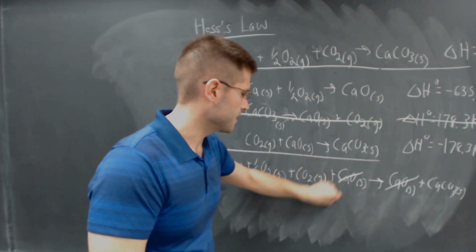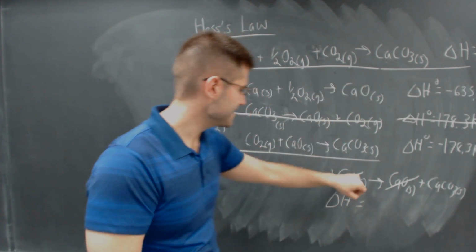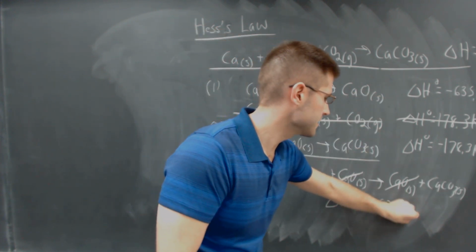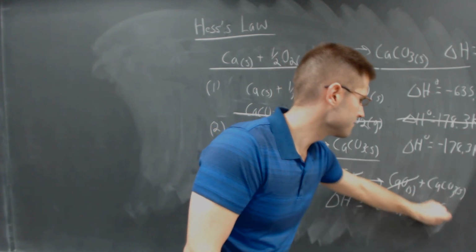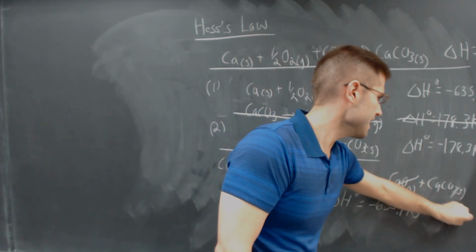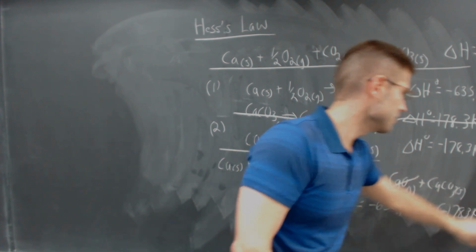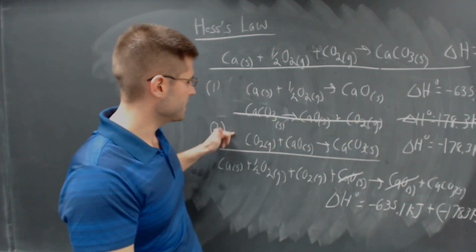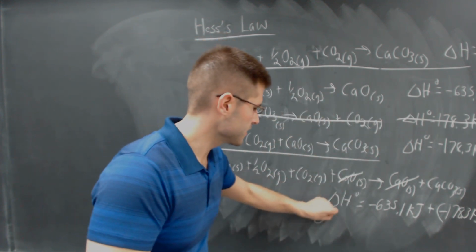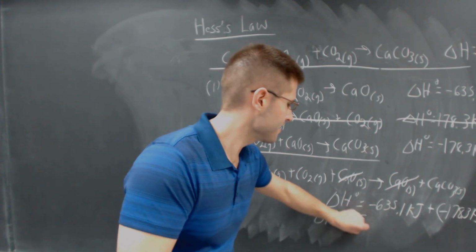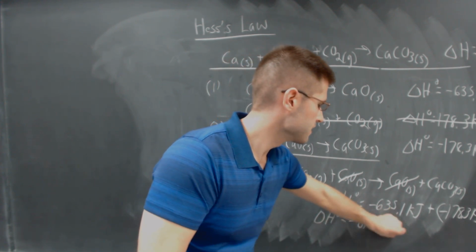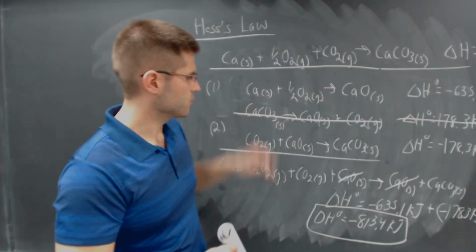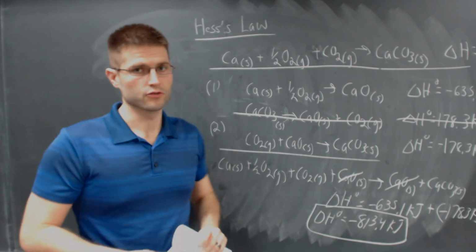So that means the delta H formation of this equation is going to be negative 635.1 kilojoules plus negative 178.3 kilojoules. All I did was add up the two different enthalpies of formation for these two equations, and I get a new delta H formation of negative 813.4 kilojoules. So now we know that the enthalpy of formation for this equation is negative 813.4 kilojoules.